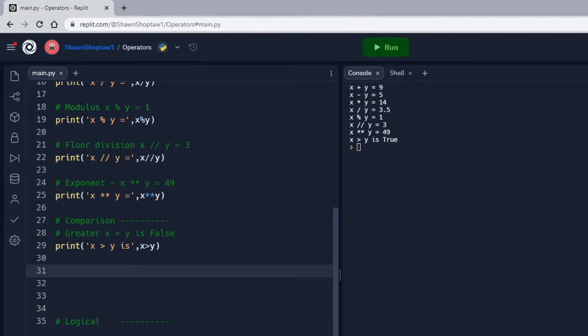Our next one will be less than, and again, this will use our standard less than symbol that we use in math. So this function is telling us if x is less than y, which we know is false. 7 is not less than 2. So we run that and we see our output is false.